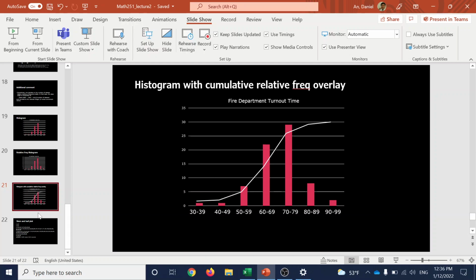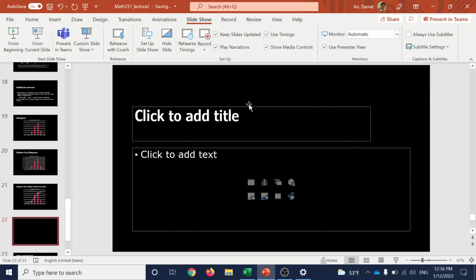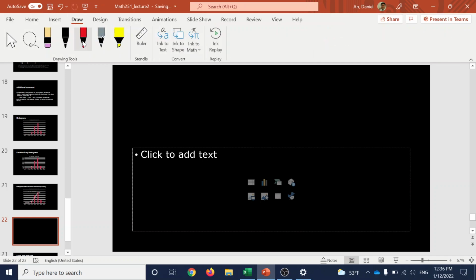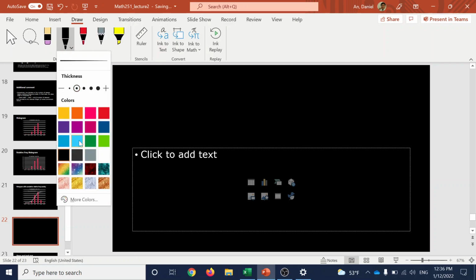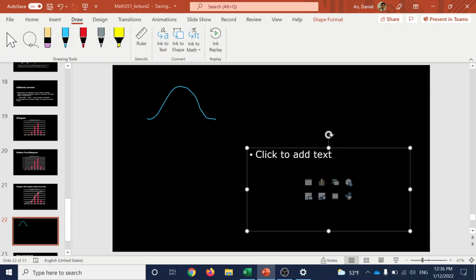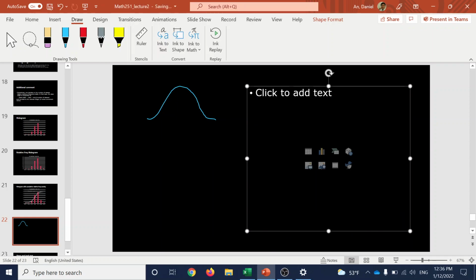Now, there's something about the shape of a histogram that's important. So let me draw something. Many histograms will look like a bell-shaped curve. And if you have a bell-shaped curve, we say the data is normally distributed. Okay.